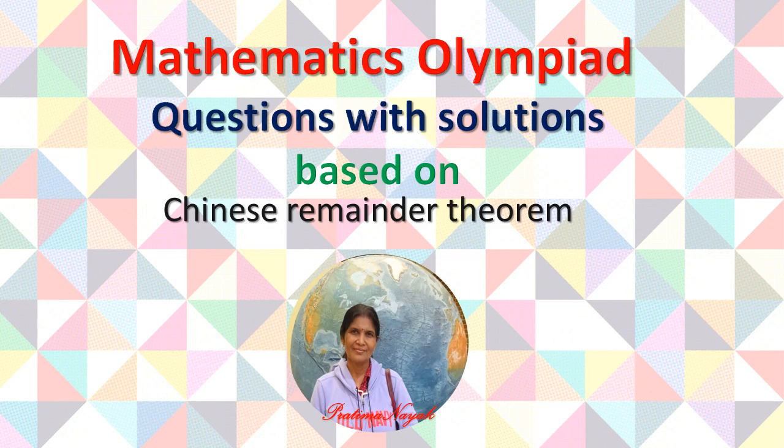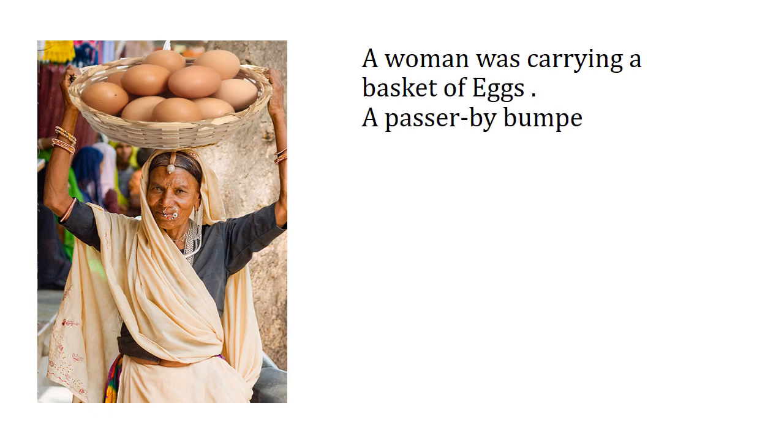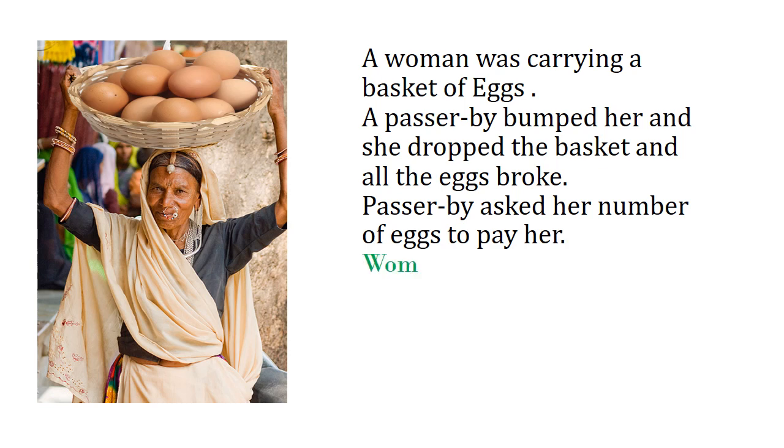Today I'll discuss some Mathematics Olympiad questions with solutions based on the Chinese remainder theorem. A woman was carrying a basket of eggs. A passerby bumped her and she dropped the basket and all the eggs broke. The passerby asked her the number of eggs to pay her.